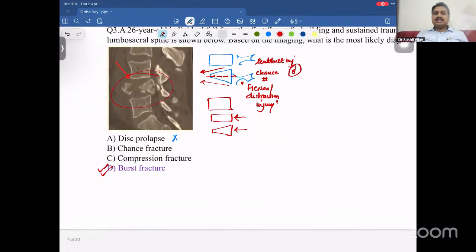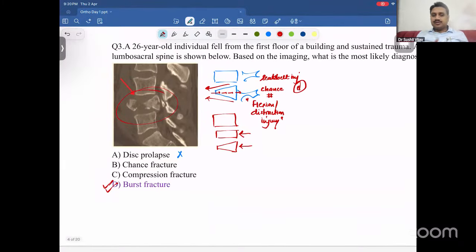Okay. So never get confused between Chance fracture, compression fracture and burst fracture. Chance is a flexion along with distraction, right? So distraction will be over here like this. This is compression fracture. This one is called concentric compression. This is called wedge compression. When the vertebra is completely compressed, that is concentric. When it is only getting a compression on one side, it is wedge, right?